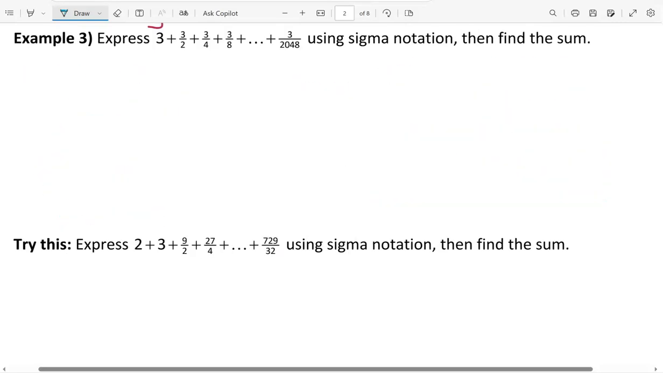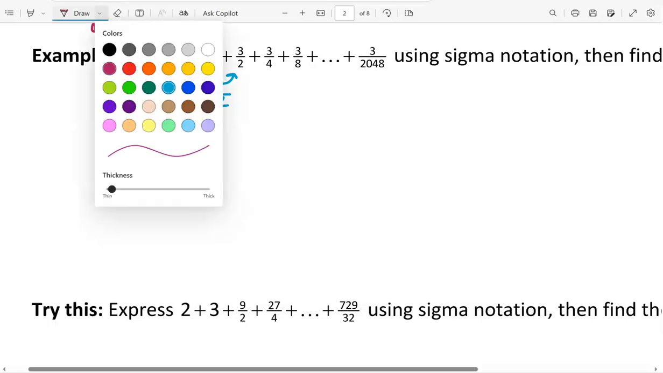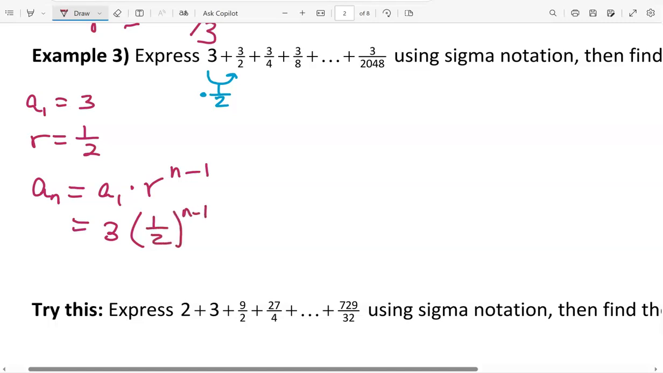In the next example, we're asked to write in sigma notation and then find the sum using the sum formula. So what we know here is that this is a geometric sequence, and to get from one term to the next, we're going to multiply by 1/2. So our first term is a sub 1 equals 3, and our common ratio is 1/2. We can use that to find a general expression for the nth term, and the nth term in a geometric sequence is the first term times r raised to the n minus 1. So that would be 3 times 1/2 raised to the n minus 1.